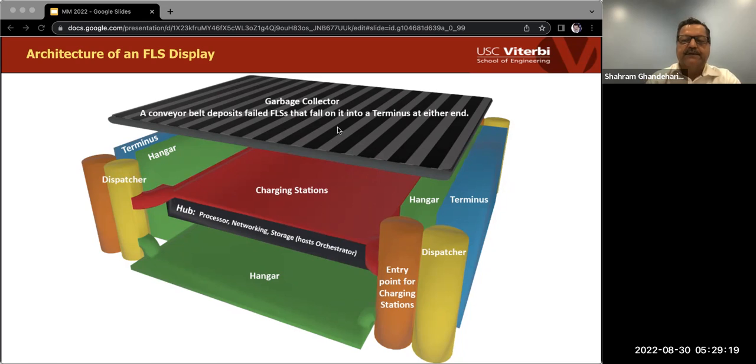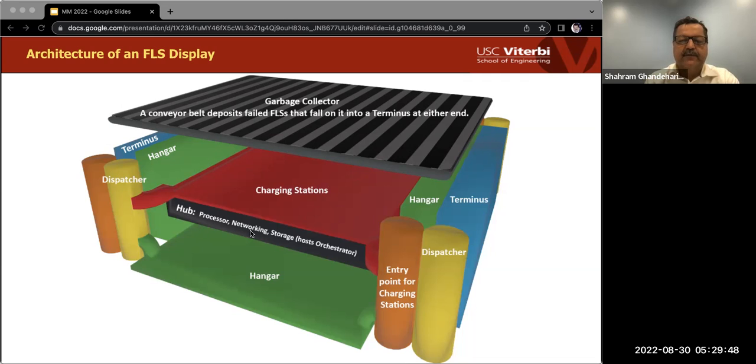The dispatchers as yellow cylinders are used to deploy FLSs in order to render an illumination. FLSs fly into the orange cylinders to gain access to the charging station in red. The charging station may be wireless. Once an FLS is fully charged, it may fly into the hangars for storage.